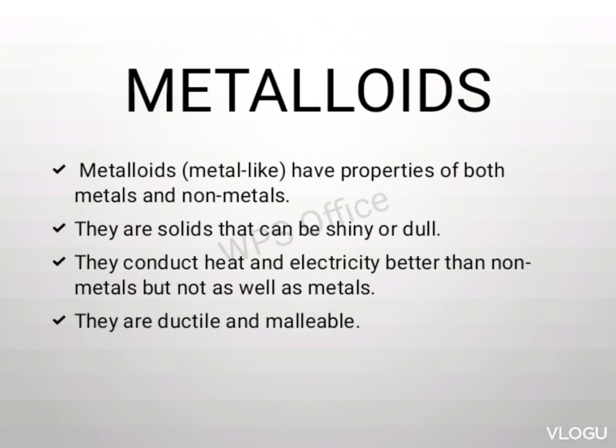Second, elements that can be found in the table of elements: the metalloids. Metalloids have properties of both metals and non-metals. They are solids that can be shiny or dull. They conduct heat and electricity better than non-metals, but not as well as metals. They are ductile and malleable. Metalloids are intermediate in their properties.